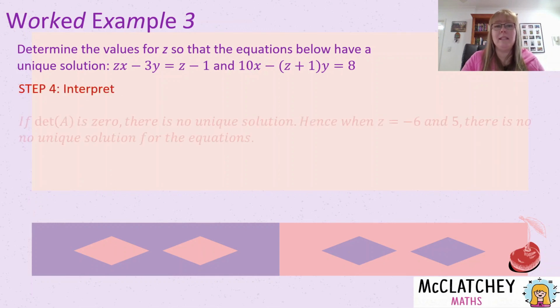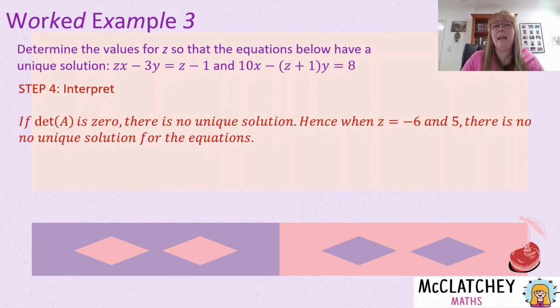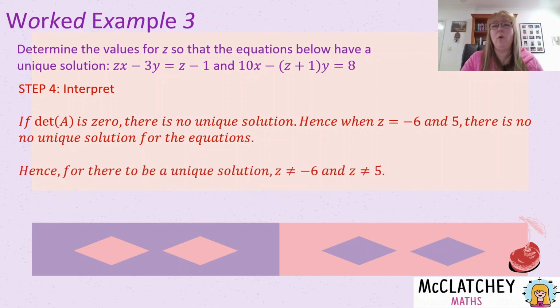So what that means, when we interpret that, is that as long as z is not equal to -6 or +5, then we will have a unique solution. At those two values of z, we're going to end up with parallel lines. But for any other value of z, we will have unique solutions.